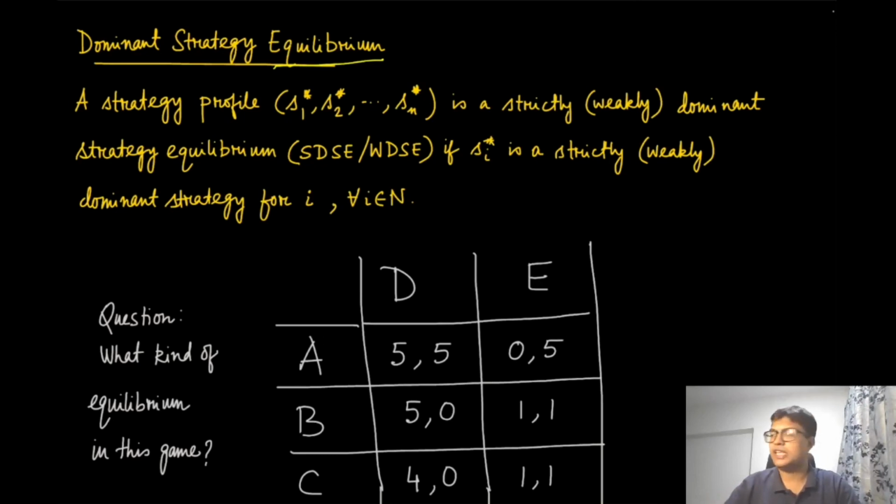We are going to say that a strategy profile S1 star, S2 star up to Sn star is a strictly or weakly dominant strategy equilibrium, and we'll use the acronym SDSE or WDSE, if Si star is a strictly or weakly dominant strategy for that player i. And this holds for all players, for all n. So S1 star here is a weakly or strictly dominant strategy for player 1. Similarly, S2 star is the weakly or strictly dominant strategy for player 2, and so on.